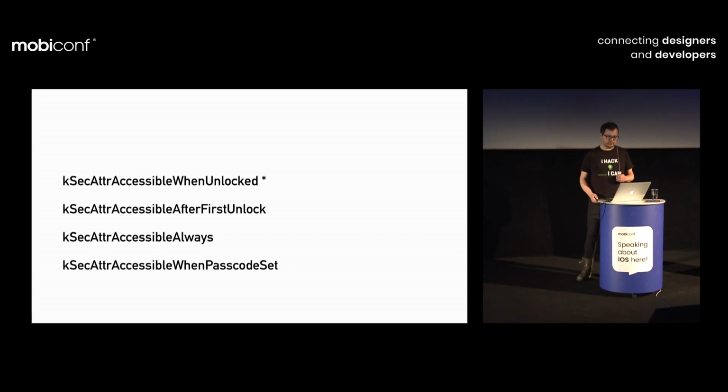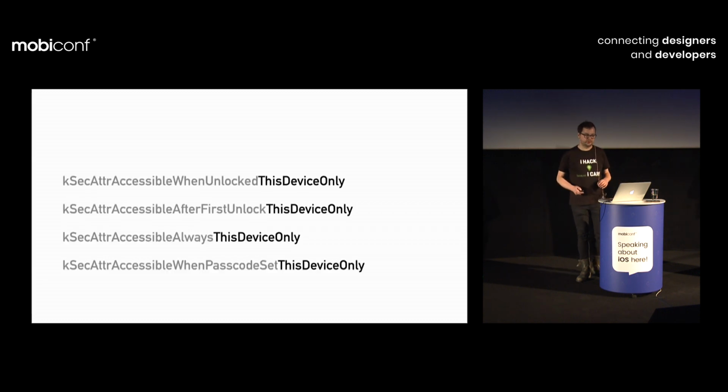And the last one is particularly interesting. It makes the keychain item accessible only when the device has set a passcode. And that fourth option will fail if the device has no passcode. And if the passcode is set and later the user decides to remove the passcode, all keychain items with that last class will be removed.